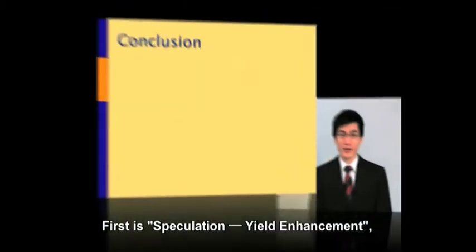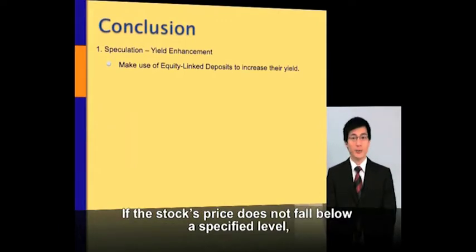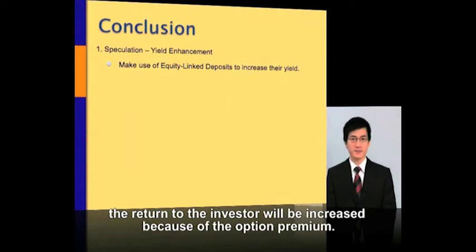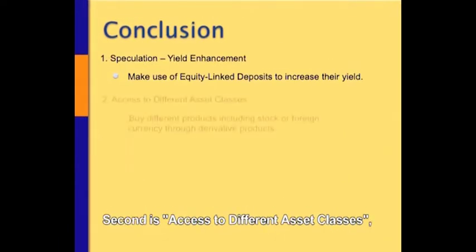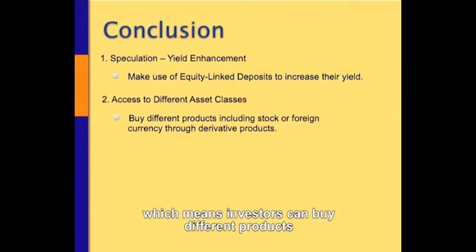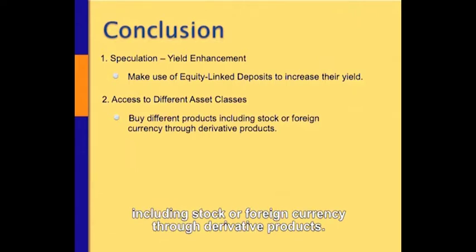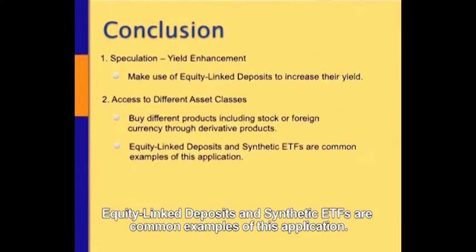First is speculation yield enhancement, where the investor makes use of equity-linked deposits to increase their yield. If the stock price does not fall below a specified level, the return to the investor will be increased because of the option premium. Second is access to different asset classes, which means investors can buy different products, including stock or foreign currency, through derivative products. Equity-linked deposits and synthetic ETFs are common examples of this application.